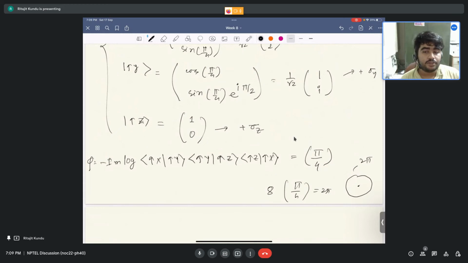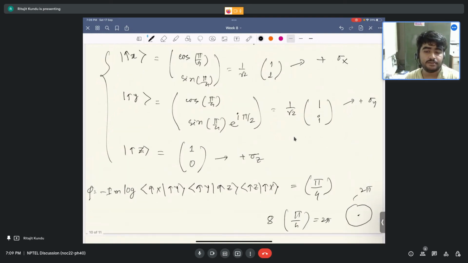So this is some simple calculation of Berry phase. This is also called the Berry and Pancharatnam phase, just for your information.